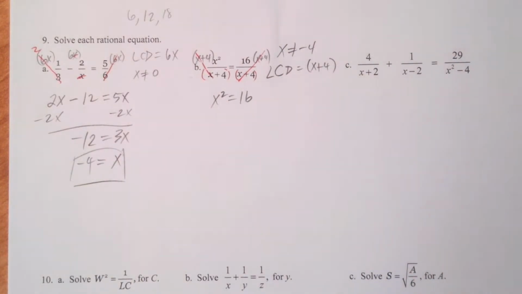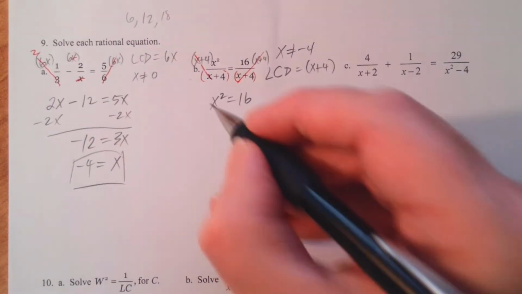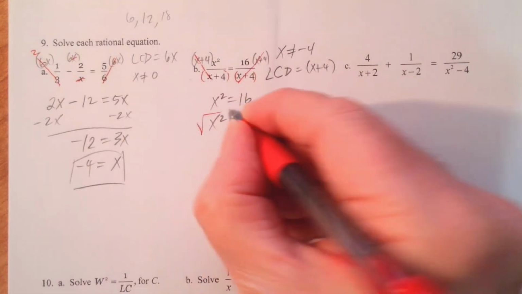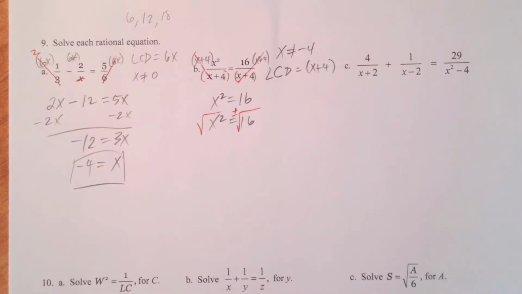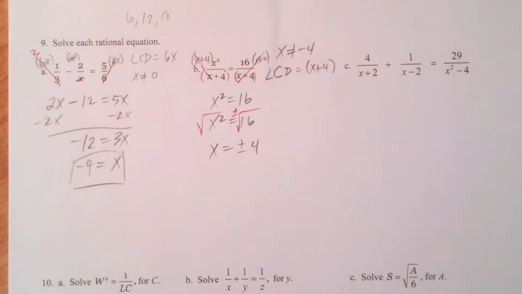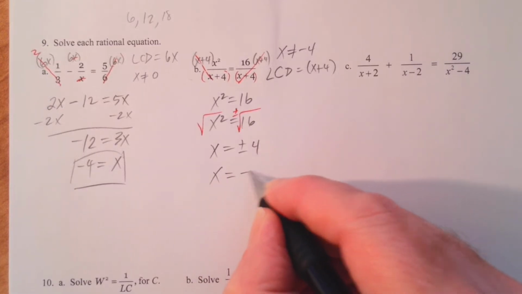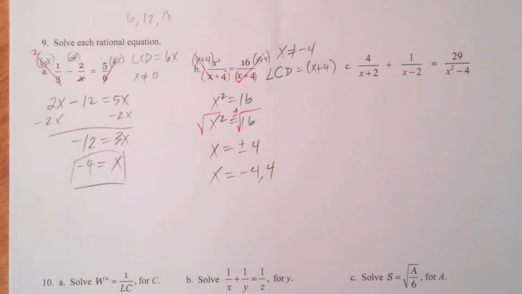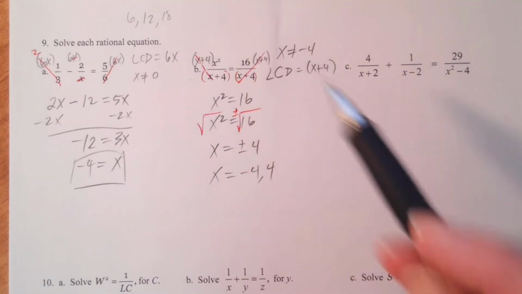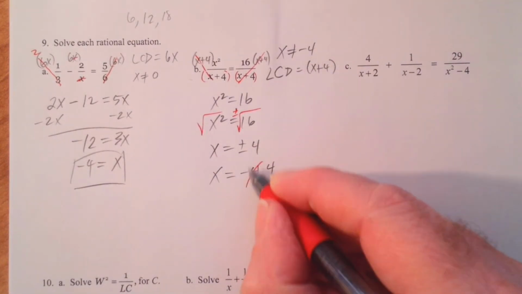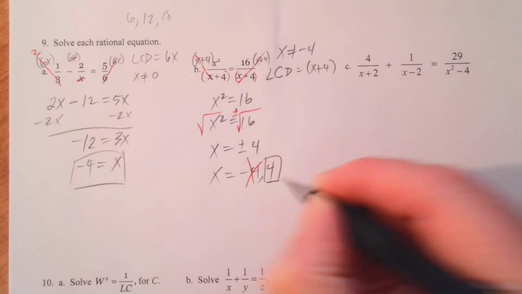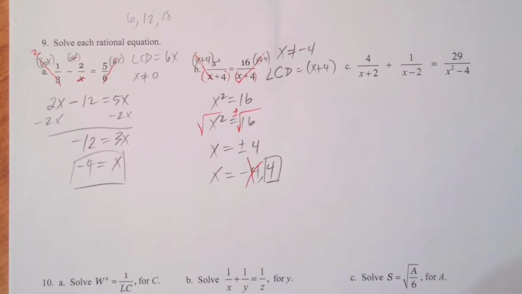Well, this is a really great problem for using the square root method. I'm going to rewrite it and take the square root of both sides. Don't forget your plus or minus. You're going to get x equals plus or minus 4. So we have two solutions, negative 4 and positive 4. The only thing is, remember, we said x can't be negative 4. And so that's a restricted value. We're going to throw that one out. And so our only good answer is the 4, the only solution here.